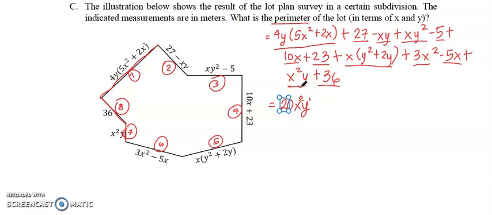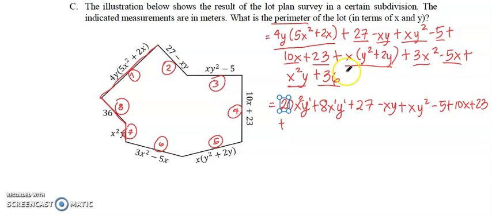Or it can be omitted. Now we distribute 4y to the second term 2x. So we write plus 4 times 2, we get 8. And then we have two variables again, x and y. We copy them and copy their exponents, so we have 1 and 1. We can copy the rest again: plus 27 minus xy plus xy squared minus 5 plus 10x plus 23.